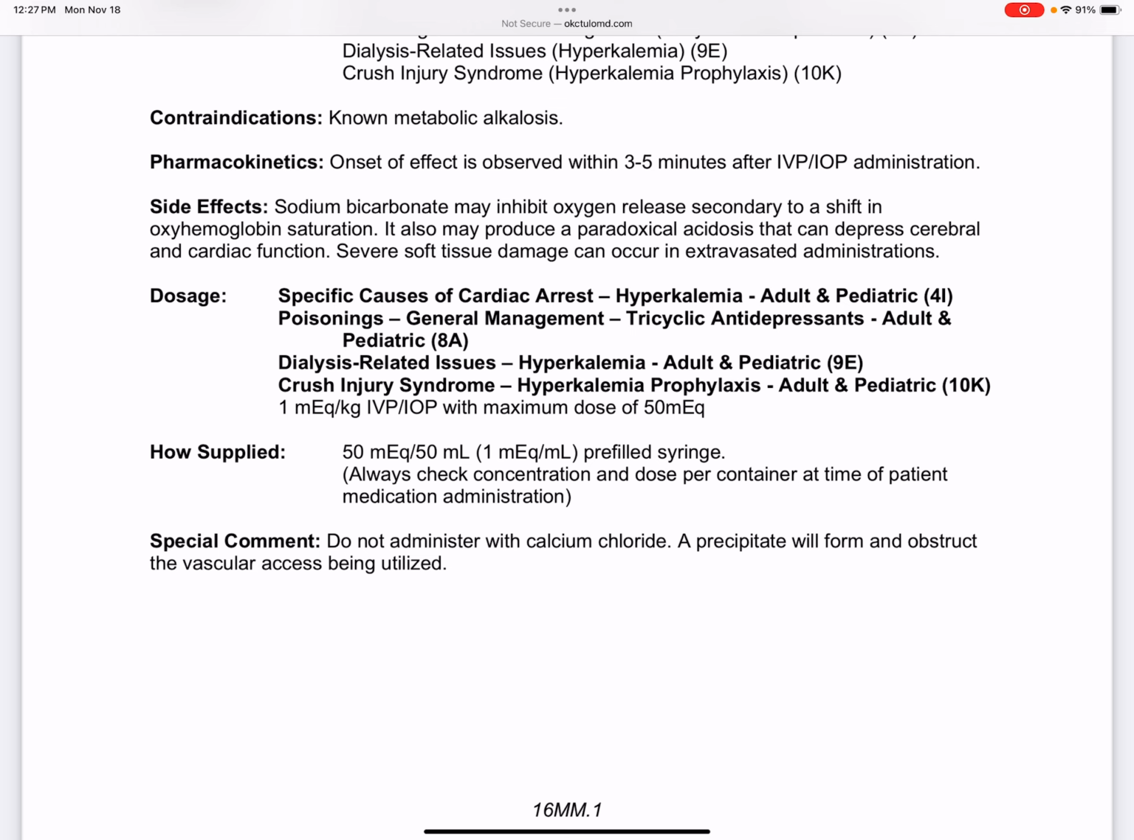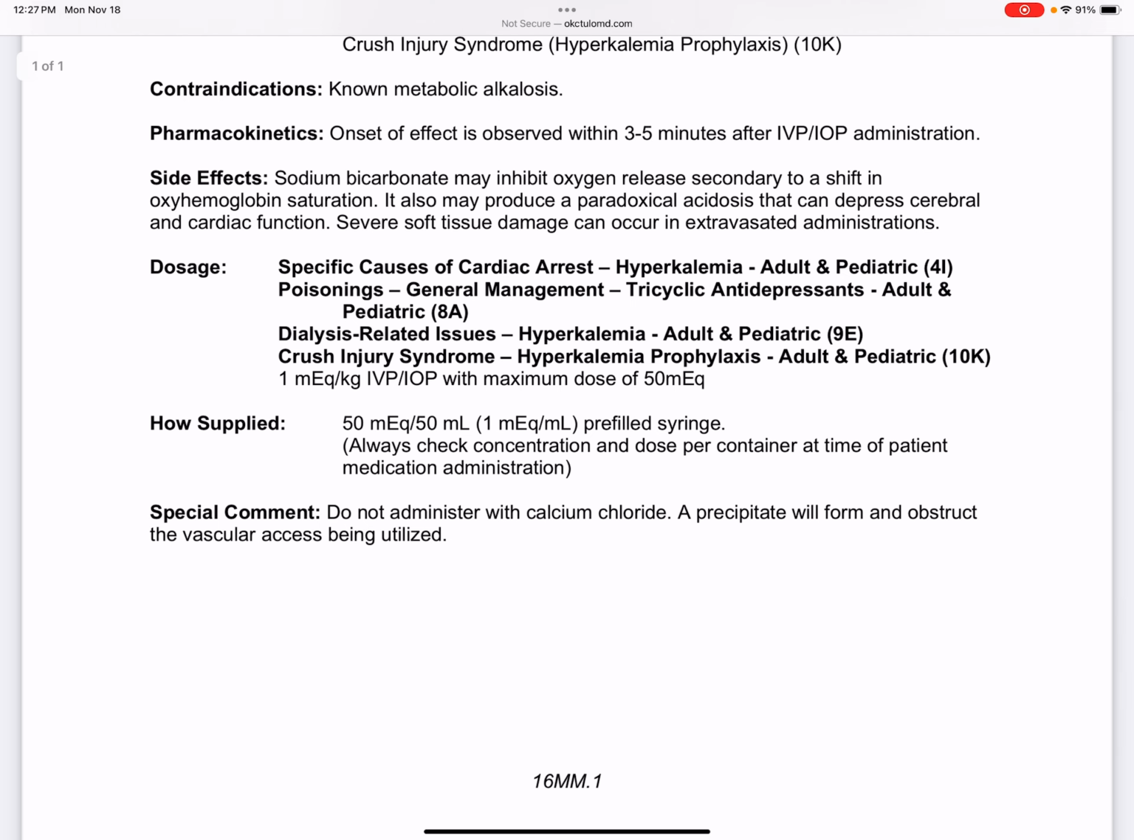The dosage of this, again, for pediatrics, you're just going to use your handtevy. It's in a tube just like D50 is, and your dose is going to be 1 milliequivalent per kilogram IV-IO with a max of 50. It's supplied, again, in that pre-filled syringe. It's 50 milliequivalents in 50 milliliters, so it's going to be 1 per.